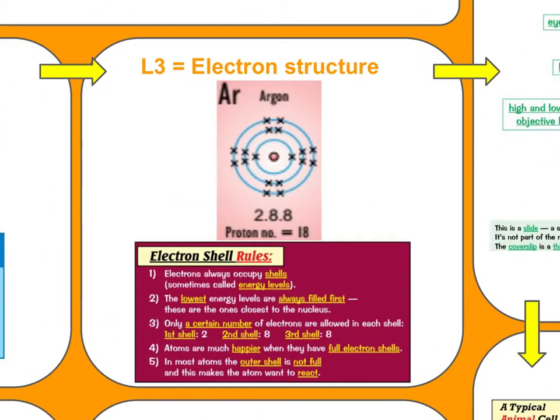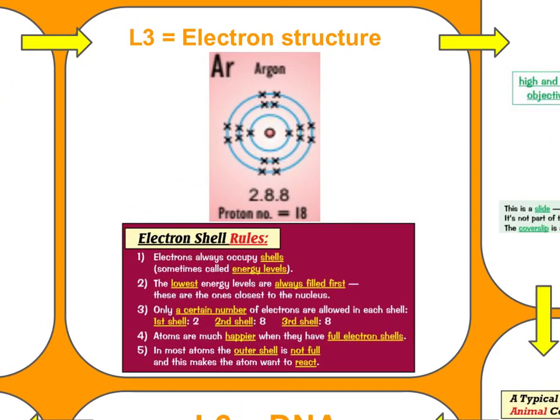Lesson 3 was on electron structure. So we can see that electrons always occupy shells, and there's rules to these shells. We always fill the lowest level first, so the first circle, and the first circle can hold 2 electrons. First shell, 2 electrons. Then we create another circle, and that can hold up to 8 electrons. And then the third shell, another 8 electrons again. They're always happy in full shells.